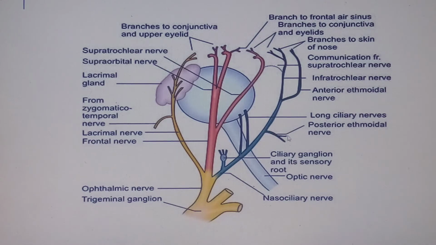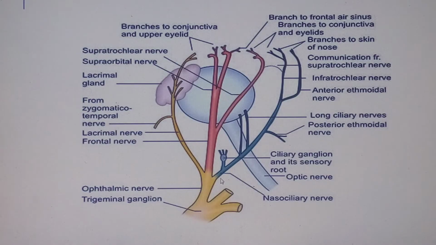Then it gives this branch, which is the posterior ethmoidal nerve. It also gives the anterior ethmoidal nerve. Then of course it terminates by giving the infratrochlear nerve. And I told you that even the tip of the external nose will be getting some supply from these. So that is what we call the nasociliary nerve.